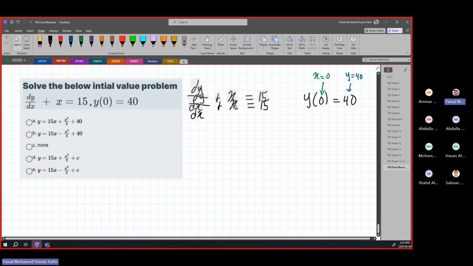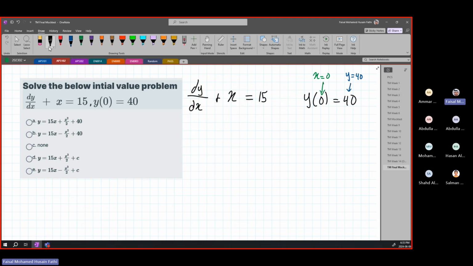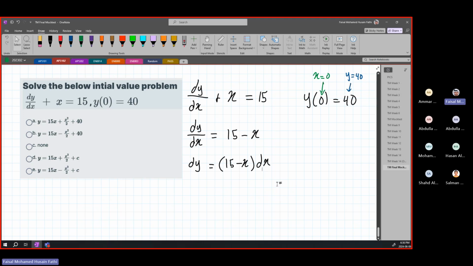We're going to get plus c, and then we need to solve for the c value. So the first step is to separate everything. We're going to have dy by dx by itself on its side, and we'll move the x to the other side. So it will be 15 minus x. All right. Then we are going to separate our dy and dx. So dy is equal to 15 minus x times dx.